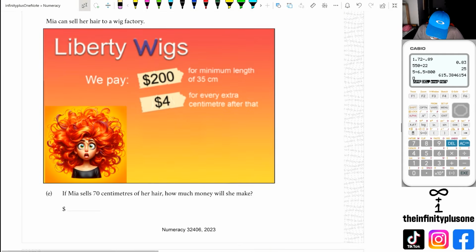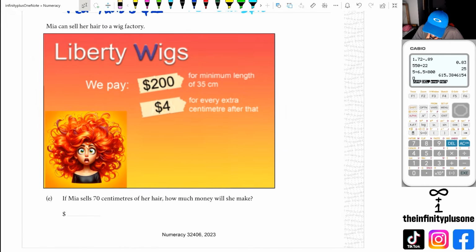All right, so going to question 3E. Mia, yep, beautiful image here. Liberty wigs, $200 for minimum length of 35 centimeters, for every extra centimeter after that.